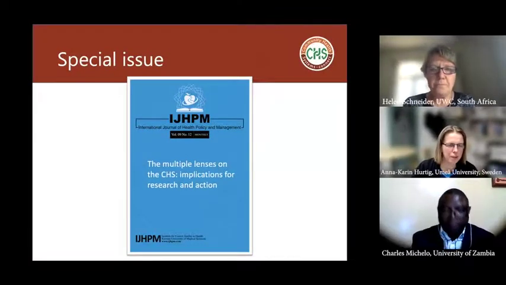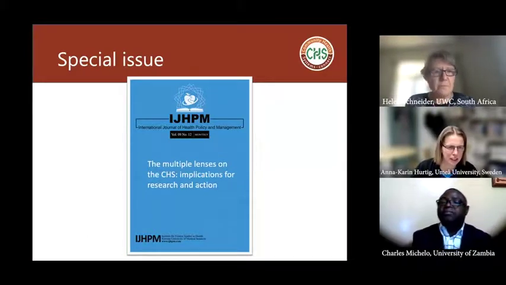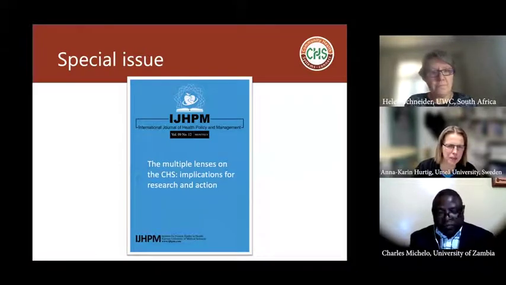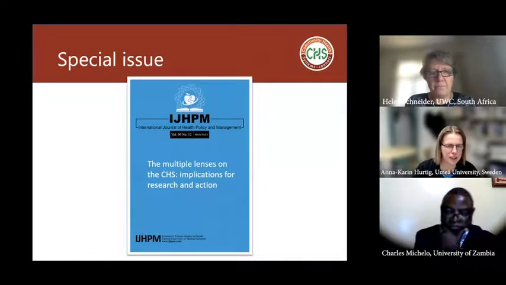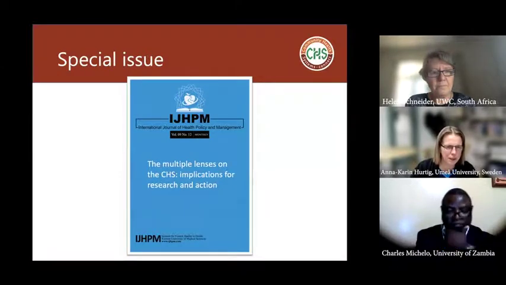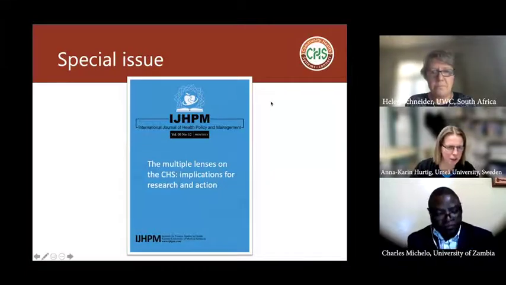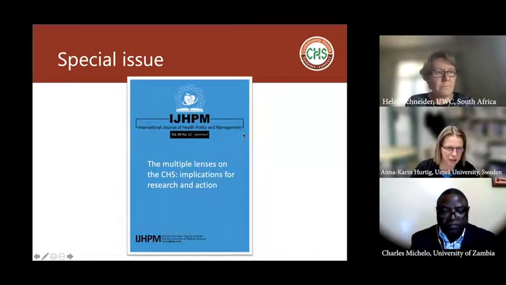The special issue, "Multiple Lenses on the Community Health System: Implications for Research and Action," is the result of collaborative efforts by a network sharing common values and interests. Since 2017, researchers from the universities of Zambia, Western Cape, Makerere, Muhimbili, and Umeå have met on a regular basis, building our research capacity and collaborations on the theme of community health systems.